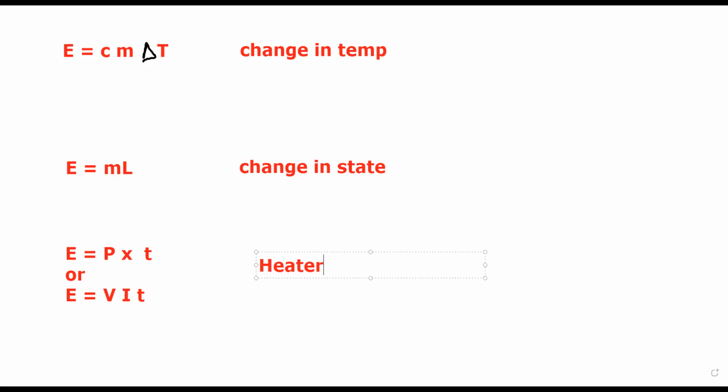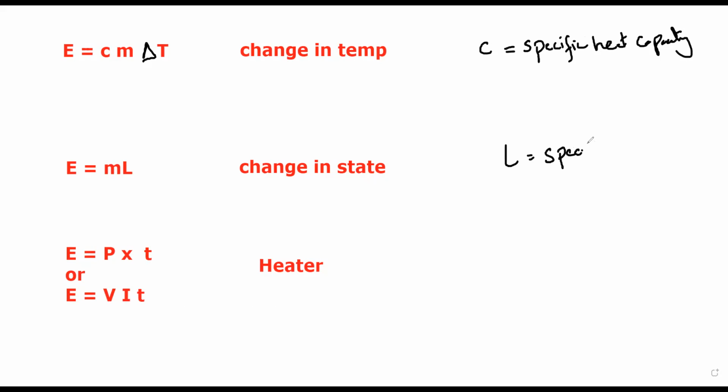What is the meaning of C? C refers to the specific heat capacity. This we did in the last session. And what is L? L is the specific latent heat. And P is the power, V is the voltage, I is the current, and T is the time. So these are the three main formulas which we'll use to solve these questions, the exercise related to the specific heat capacity and specific latent heat.